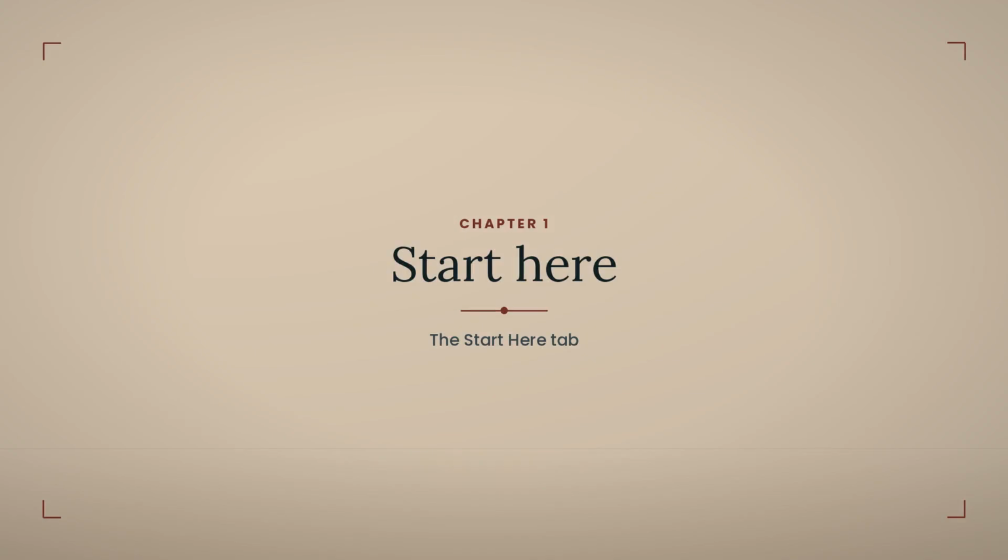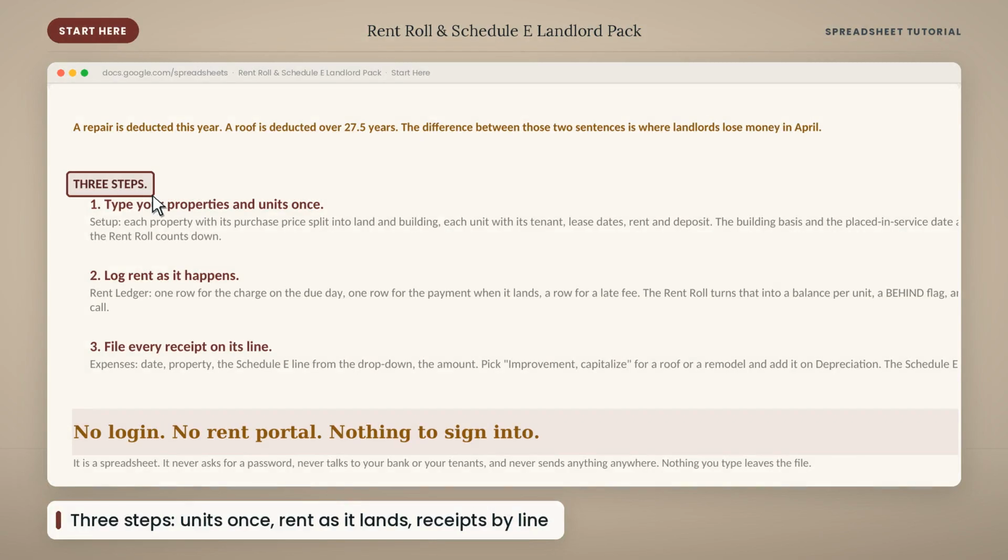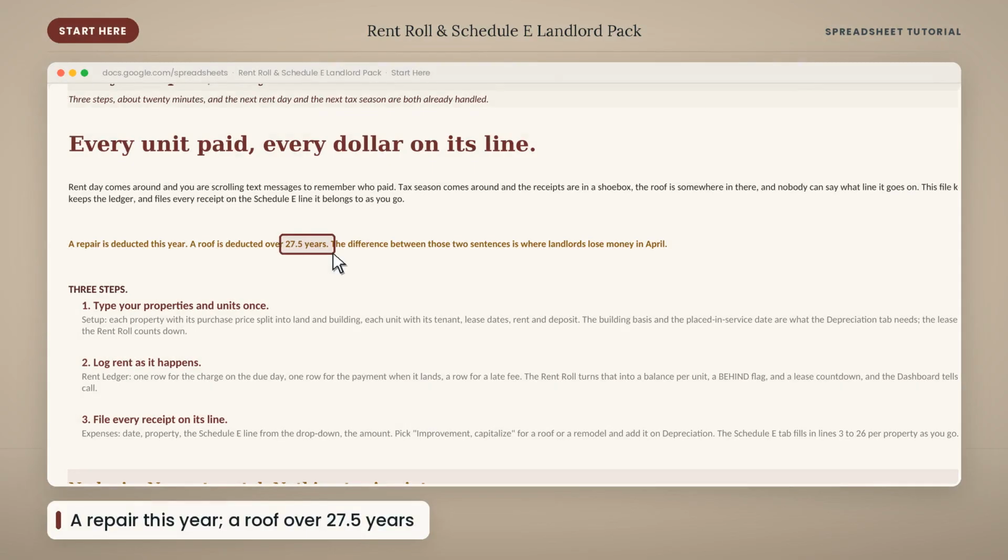Chapter 1. Start here. Start here is the method on one page. 3 steps. Type your properties and units once, log rent as it lands, and file every receipt on its line. And the one rule that costs landlords money in April. A repair is deducted this year. A roof over 27.5 years. The file keeps the two apart.